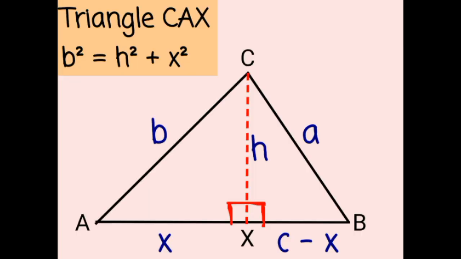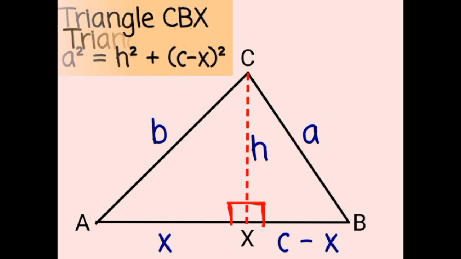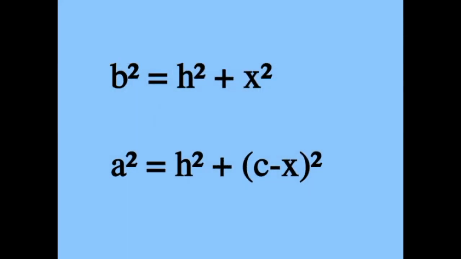Now moving on to the right angle triangle CBX. Here the hypotenuse is a. So using the Pythagoras theorem in the triangle CBX, a squared equals h squared plus (c minus x) squared. Now we have two equations. This is our first equation and this is our second equation. Now you can solve these as simultaneous equations.